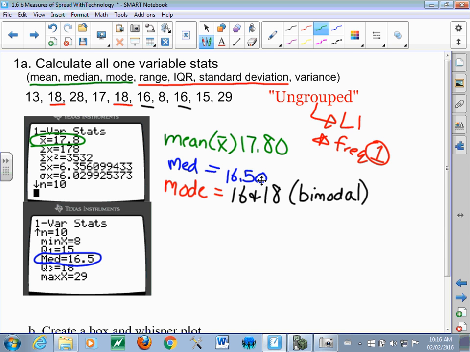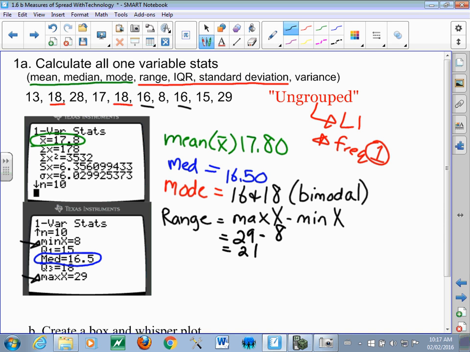All right, so we got our mean, mode, and median. Now we're going to start doing our range. Okay, so our range, folks, is the highest number subtract the lowest number. So look on your stat screen, you've got a min x and a max x. So range equals max x subtract min x. Okay, and according to our screen here, we got 29, subtract 8, and that equals 21.